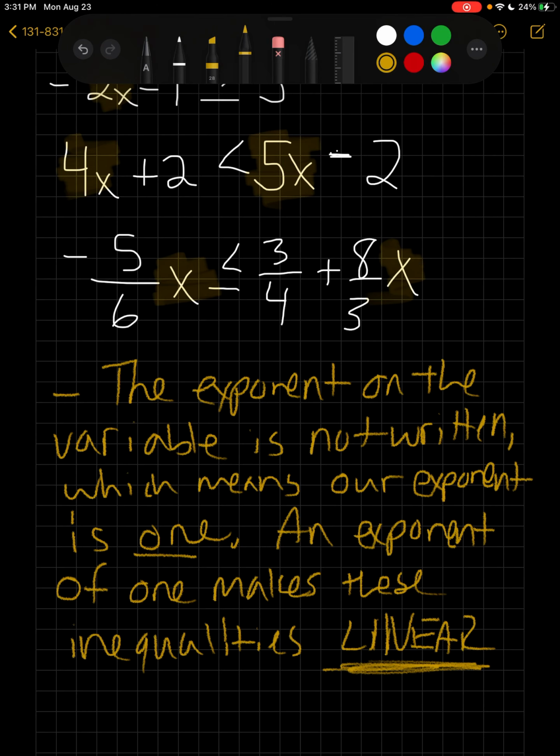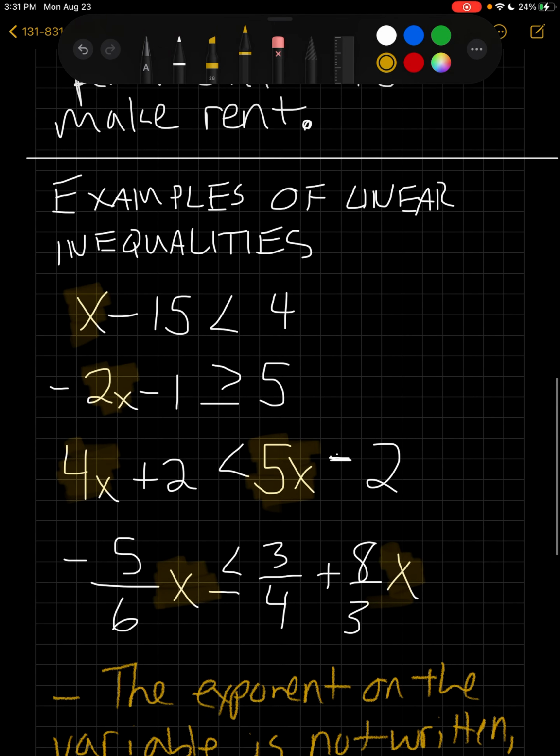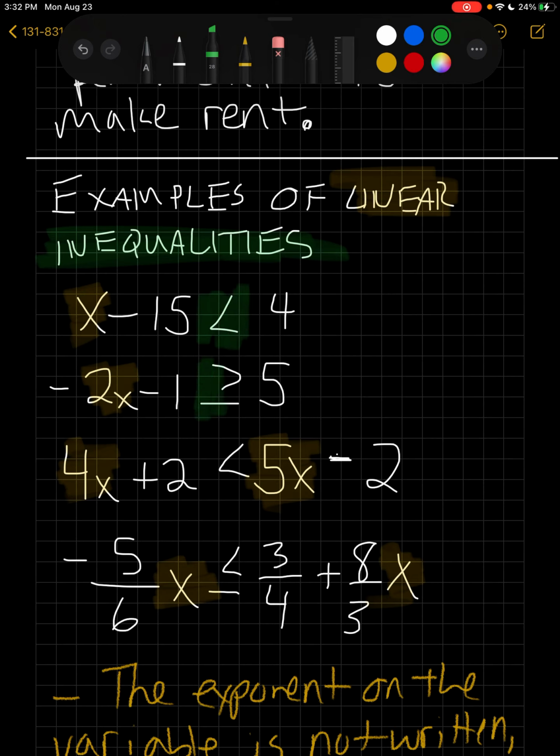Okay, so that's what's making them linear. What's making them inequalities? That's what's telling us about them being linear. What makes them an inequality is actually these symbols here. And let's go through and talk about what each one of these is. Just a little review.